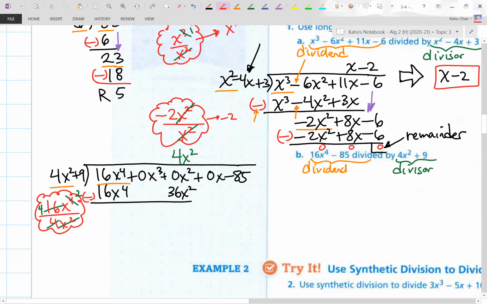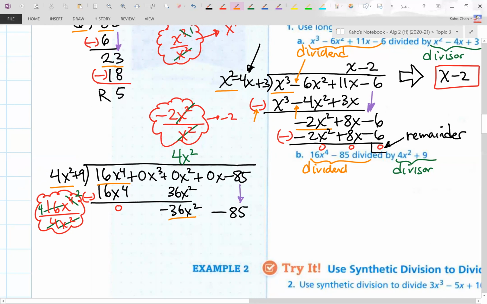All those columns, 16x to the fourth minus itself goes away, of course. That was the whole point in the first place. And watch out for that x squared. 0 minus 36 is negative 36x squared. And the process starts all over again. Let's bring down the next term. In this case, it is negative 85. Bring that down.